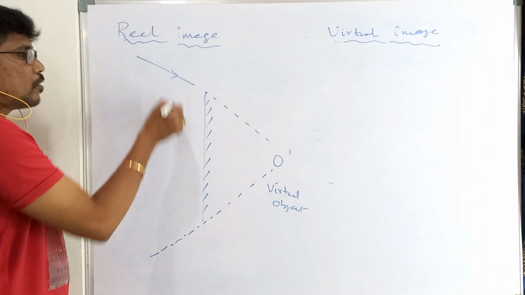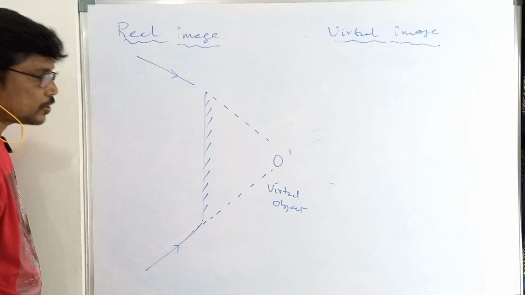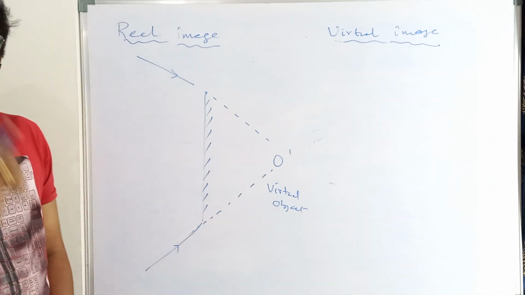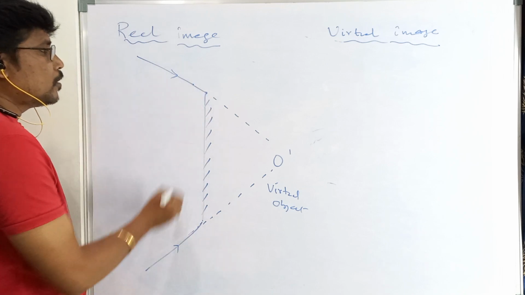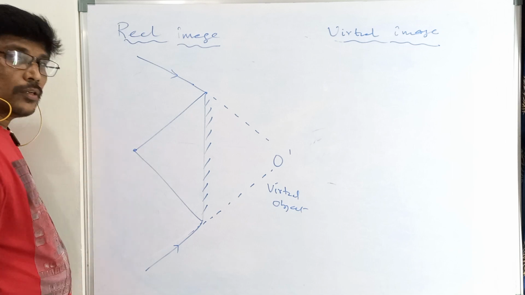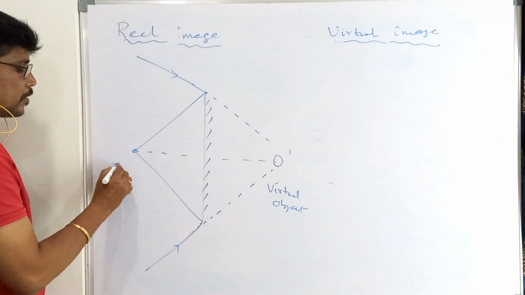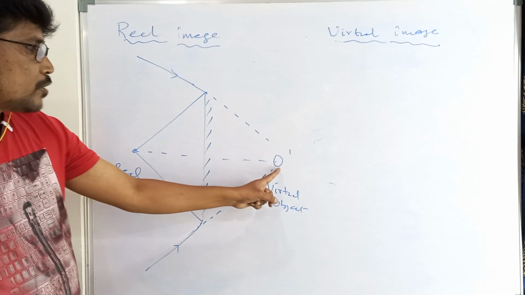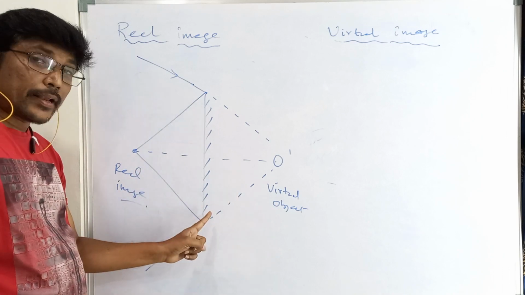Now this is a virtual object. Be careful about this. For this virtual object, I got a real image. How? These rays are reflected back and meet at this point. Now this point I consider as a real image. Simple thing. So for a virtual object, I get a real image in a plane mirror.